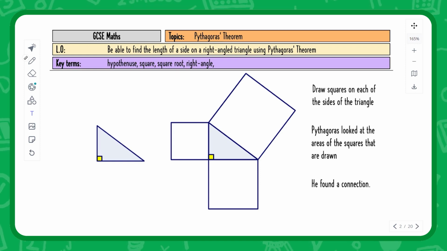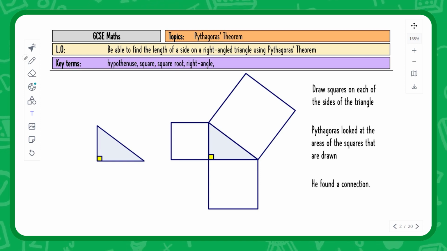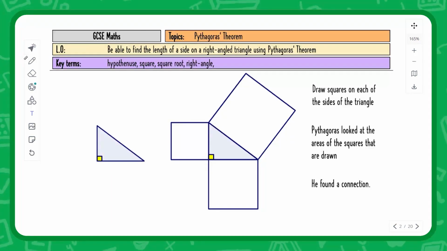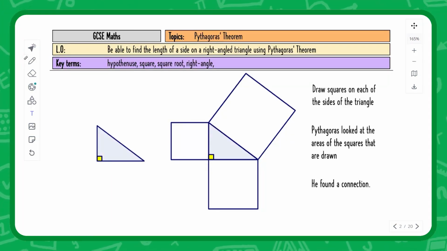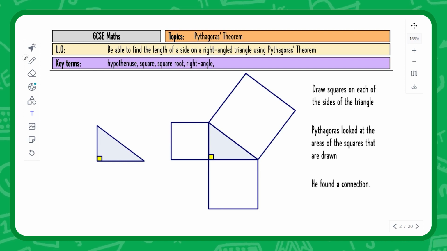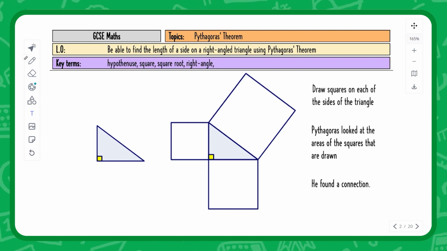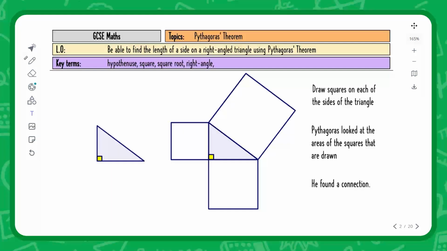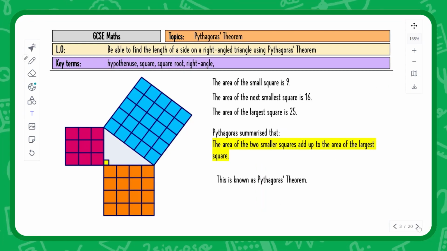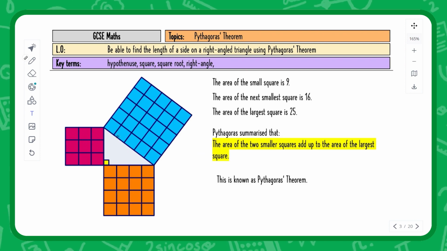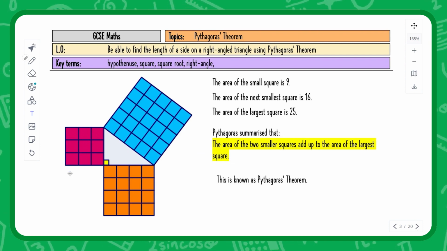Pythagoras was a mathematician who wanted to see if he could find a link between the sides of a right angle triangle. So he decided to draw squares on each of the sides of the triangle. He looked at the areas of the squares that he drew to see if there was a link between those three. So I'll show you a diagram of this so you can actually see the areas.